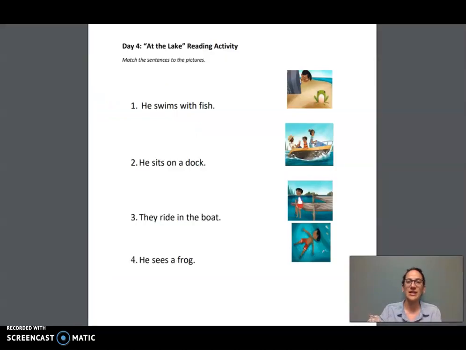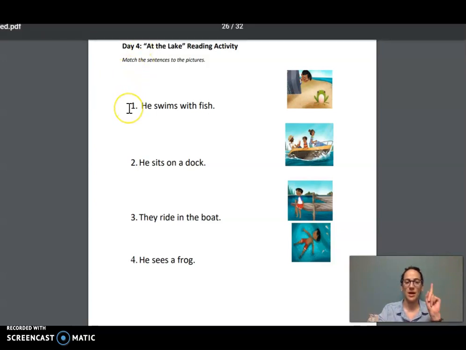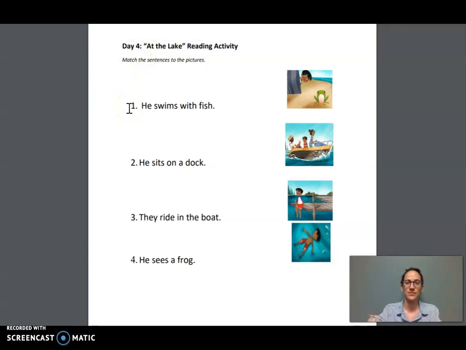Now to finish, let's find some sentences and the pictures that match using our new words. I want you to read it first, then we'll read it. I'll read it, find the picture, and read it together. Number 1, you read it. My turn. He swims with fish. Look at the picture. Which one? Yes, here I can see the fish. Now let's read it together. He swims with fish.